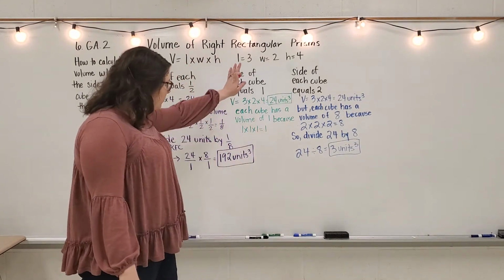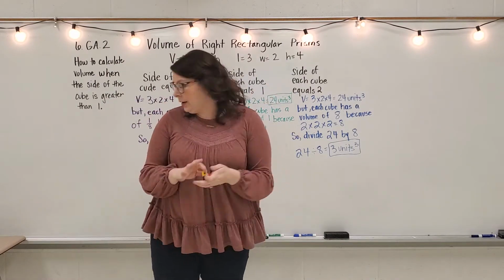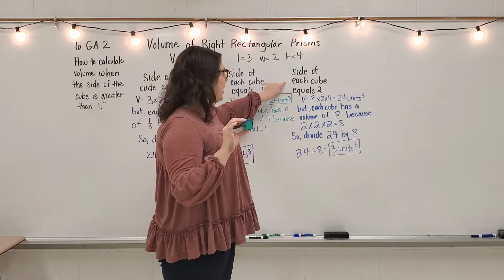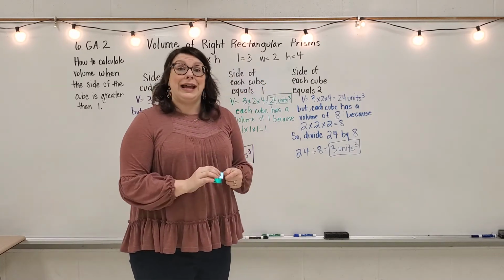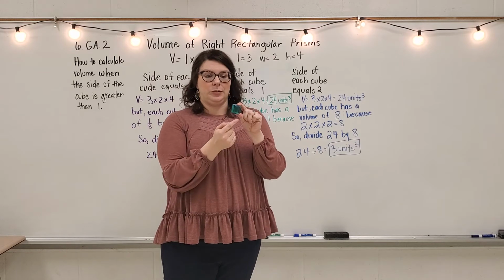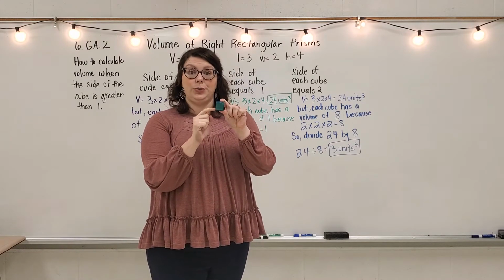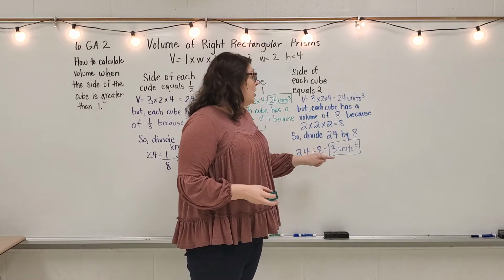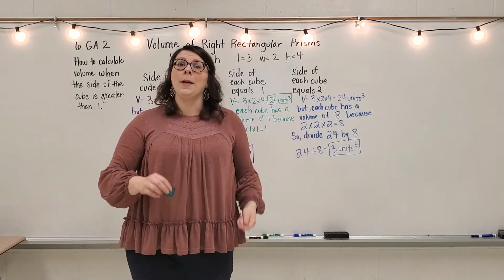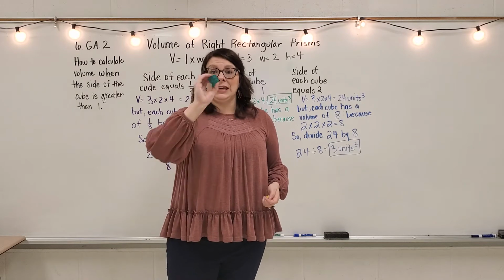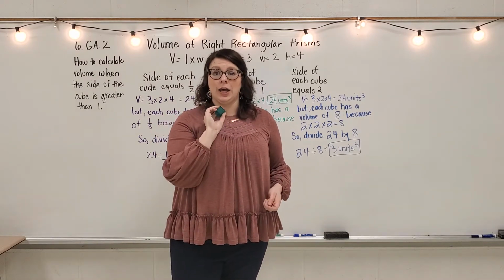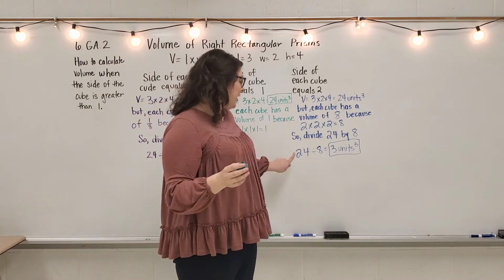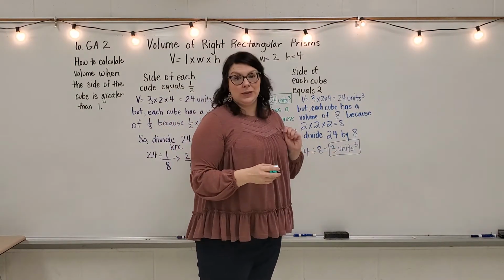Well, what if my cube gets bigger? In this case, my cube's getting bigger. So it says, what if each side of the cube equals 2? Well, now I have to calculate the volume of this cube. So I'm going to say 2 times 2 times 2, and I get 8. So I'm going to divide the original volume by 8 now, because each one of these cubes is taking up 8 spaces. So now I divide 24 by 8, and I get 3.